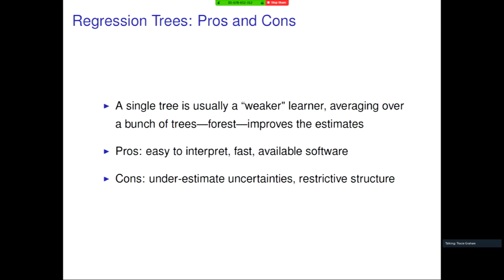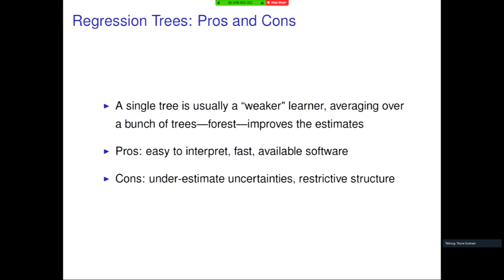The one big pro of tree-based methods is that they're very easy to implement. There is a lot of built software, which needs to be adapted again for HTE, but there's still plenty of software, and it's also pretty fast because the computation is fast. The con is that very often we find that tree methods tend to underestimate uncertainty. You get a tree, and then you get a forest, and you think that's it, but if you do the uncertainty quantification, it is often a little bit conservative.